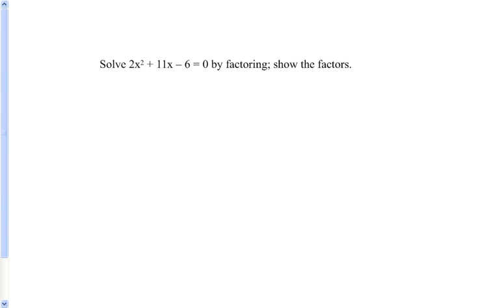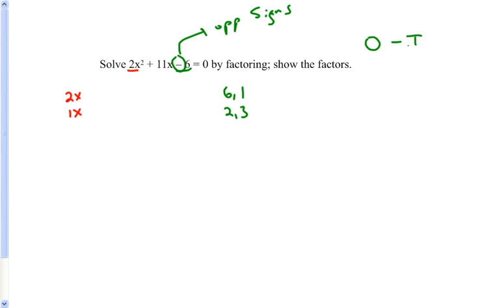Solve by factoring. Now you can use the quadratic formula to solve an equation, but on this problem I want you to show the factors. So we realize that our first term has to be either 2x and 1x, and our last term has to be 6 and 1 or 2 and 3 with opposite signs. So that means when I do the outsides and the insides, I'm going to subtract the absolute values.